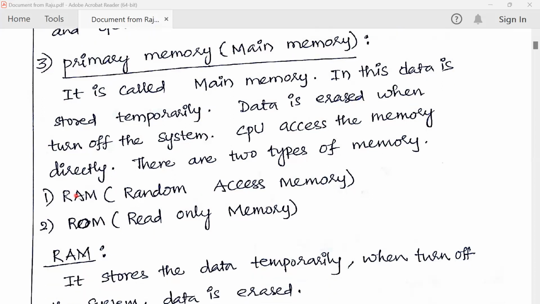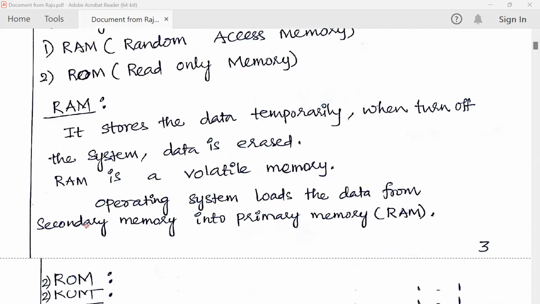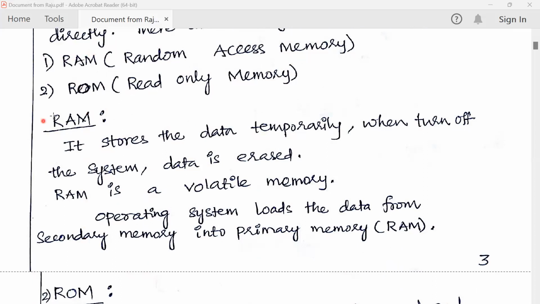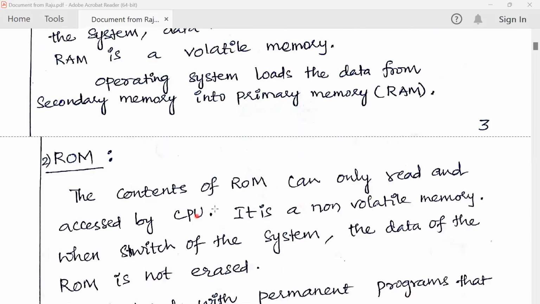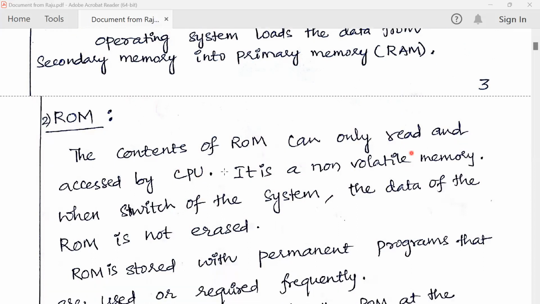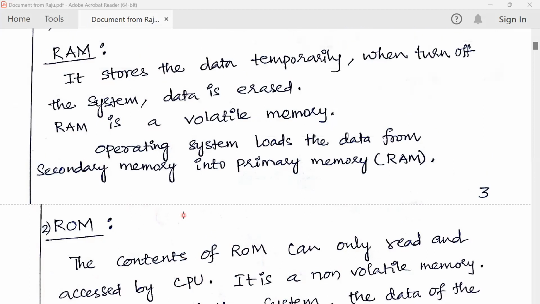Remember, there are two types of memories. The first one is RAM, the second one is ROM. RAM is random access memory and ROM is read-only memory. RAM stores the data temporarily, and when the system is turned off, the data is erased. RAM is also called volatile memory, and the operating system loads the data from the secondary memory into primary memory. This is called RAM.